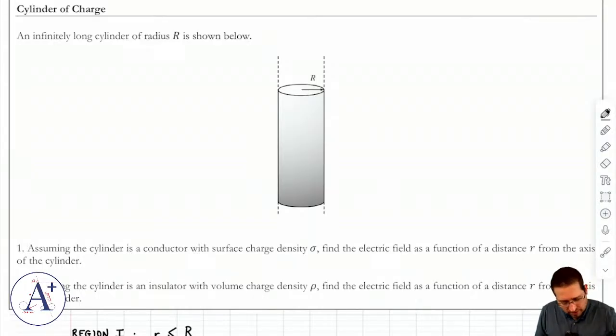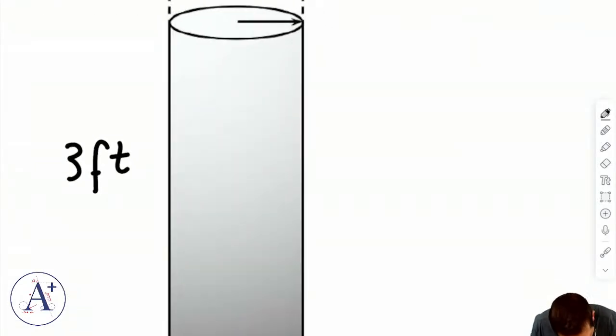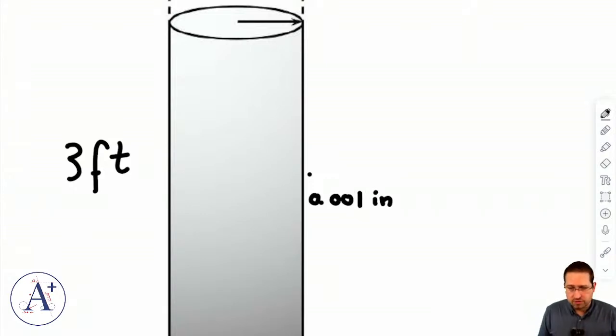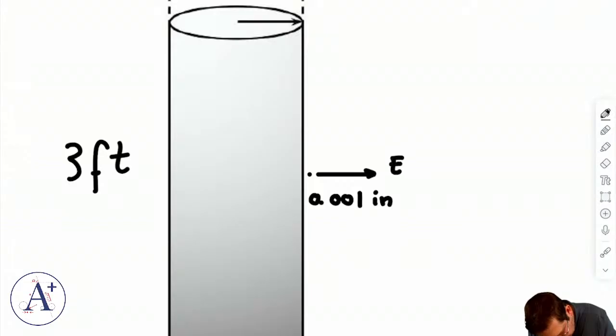I get it. All right, and let's say that this is 3 feet. But then you're going to tell me, well, really all I care about in what I'm trying to build is the electric field right here at 0.001 inches from the surface, right? And it's going to maybe point away like this if it's a positive cylinder. But I want to find the electric field really close to the surface.